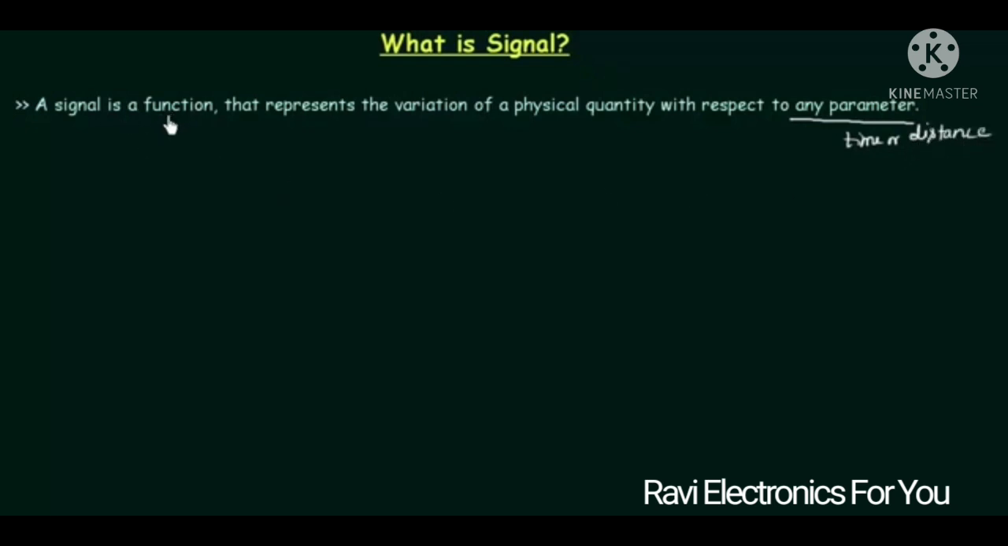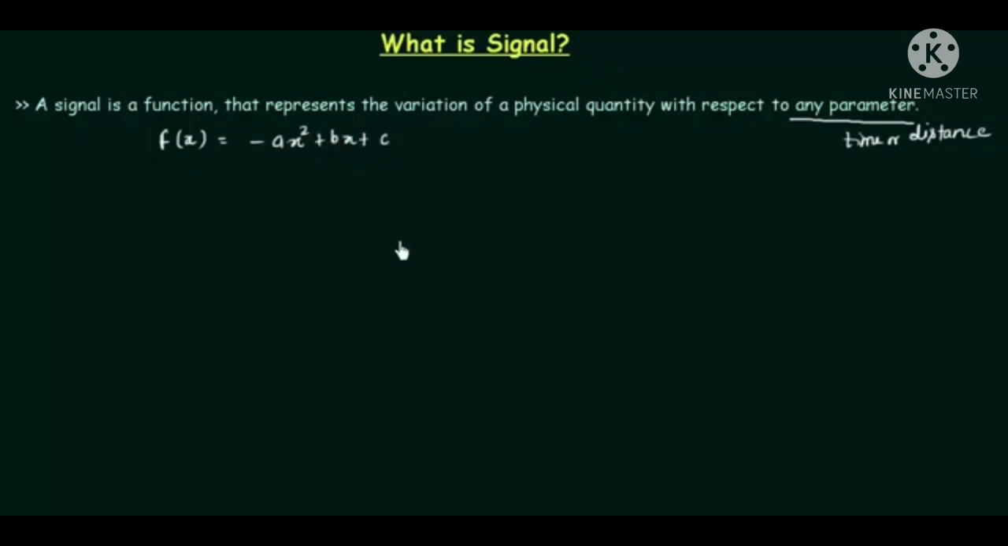So the function is definitely dependent upon this independent quantity. I hope you already know about functions from your mathematics course, but we will also see one example that will make this clearer. Let's say my function is f, and as it is dependent on the independent quantity x, I will write it as f(x). This shows that the function is dependent on x, and let's say it is equal to minus a x square plus bx plus c.